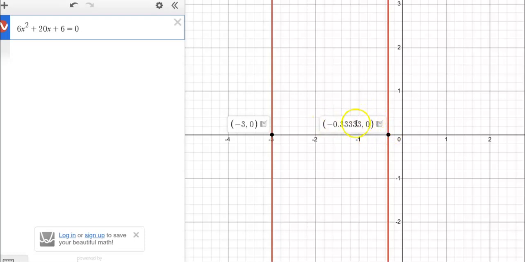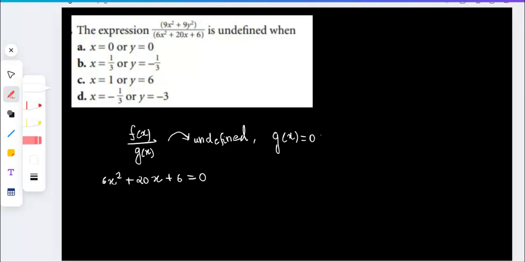-0.333. You have to identify that this point is literally -1/3. So your x values are -3 and -1/3. We can conclude that our expression's denominator becomes 0 when x is -3 and x is -1/3. The only option which gives you an x value of -1/3 or -3 is B. You need not worry about y at all, because y is not coming inside your denominator. You can just go through x. So x is -1/3. That will be your answer.